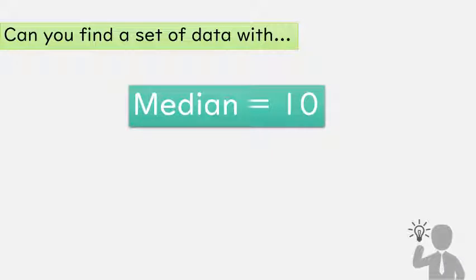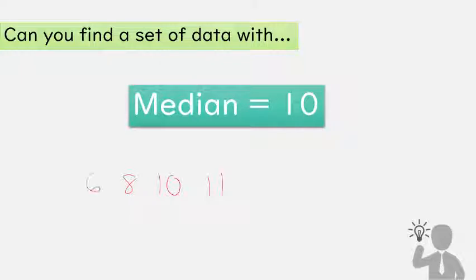So remember, median means the middle number. So what I would do for this is, let's put 10 in the middle. Remember, you've got to order it. So as long as I put a number lower and higher than 10 either side, then that would give me the median of 10. We could have a slightly bigger set of data.